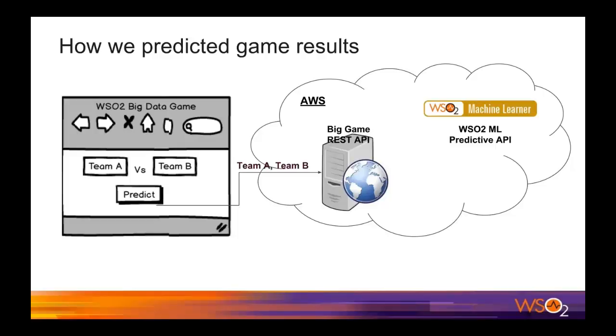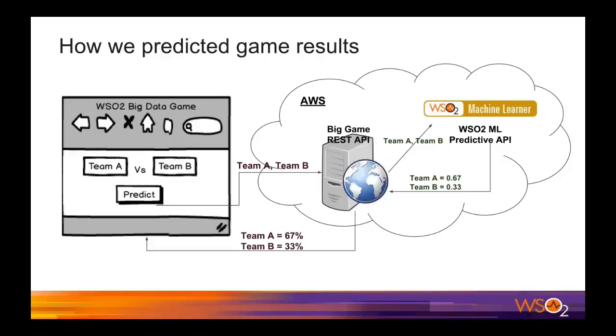The names of the two teams that you have selected go to the big game REST API, and then the big game REST API delegates the request to the WSO2 machine learning predictive API by passing the two teams' names. The predictive API gives you the probabilities. What it was running is a numerical prediction algorithm, so what it outputs is a probability, a value between 0 and 1. As you can see, team A has got 0.67 and team B got 0.33 probability. Then the big game REST API converts these two probabilities into percentages and sends them to the front end. So at the front end, you would not see the probabilities, but you would see the percentages.